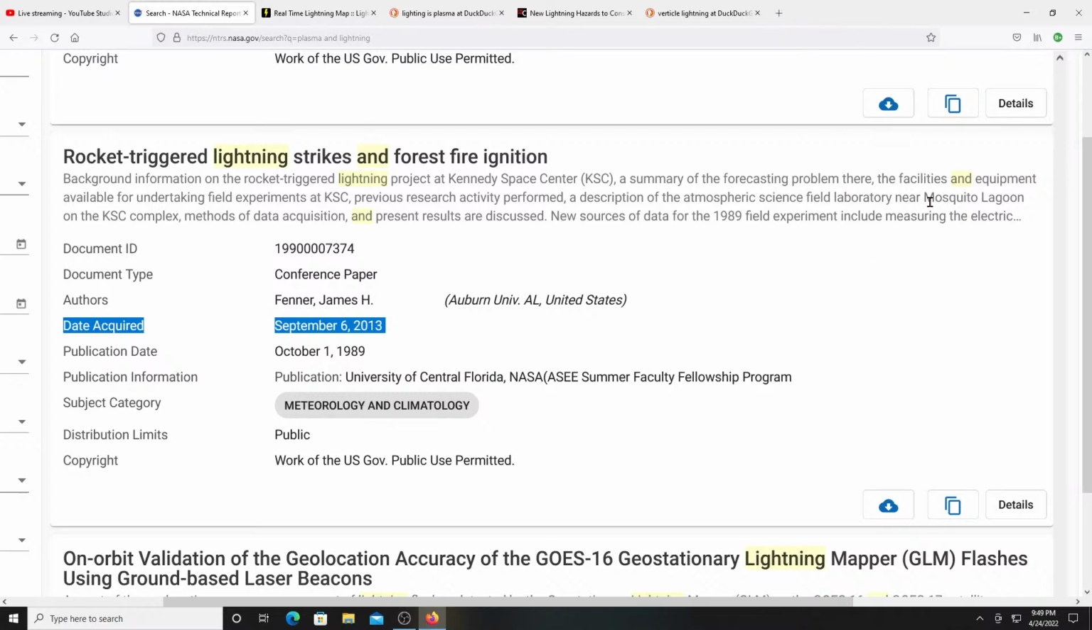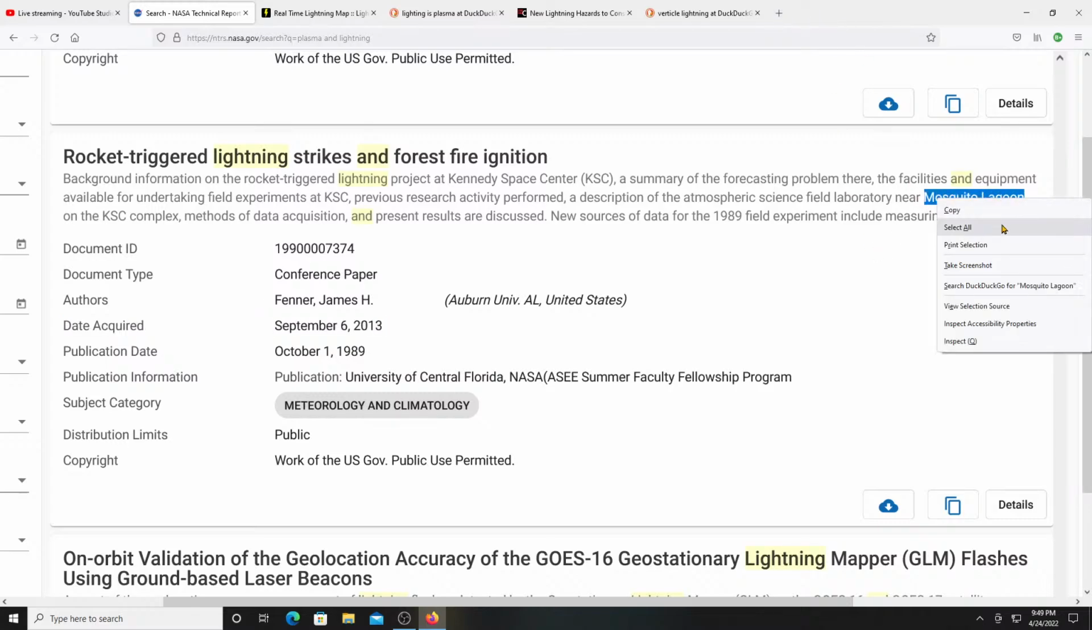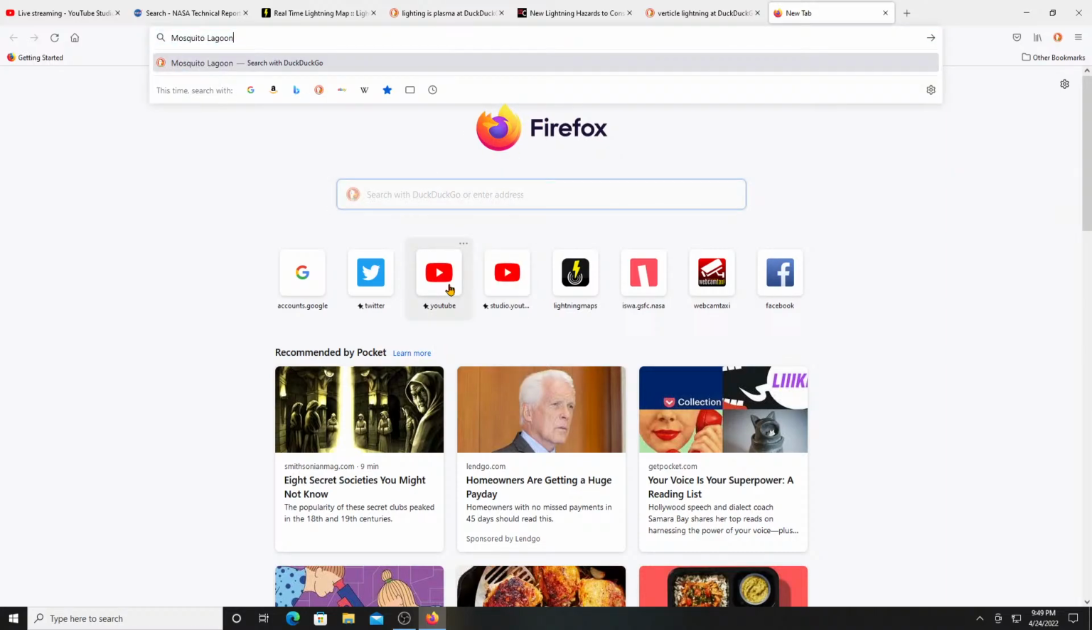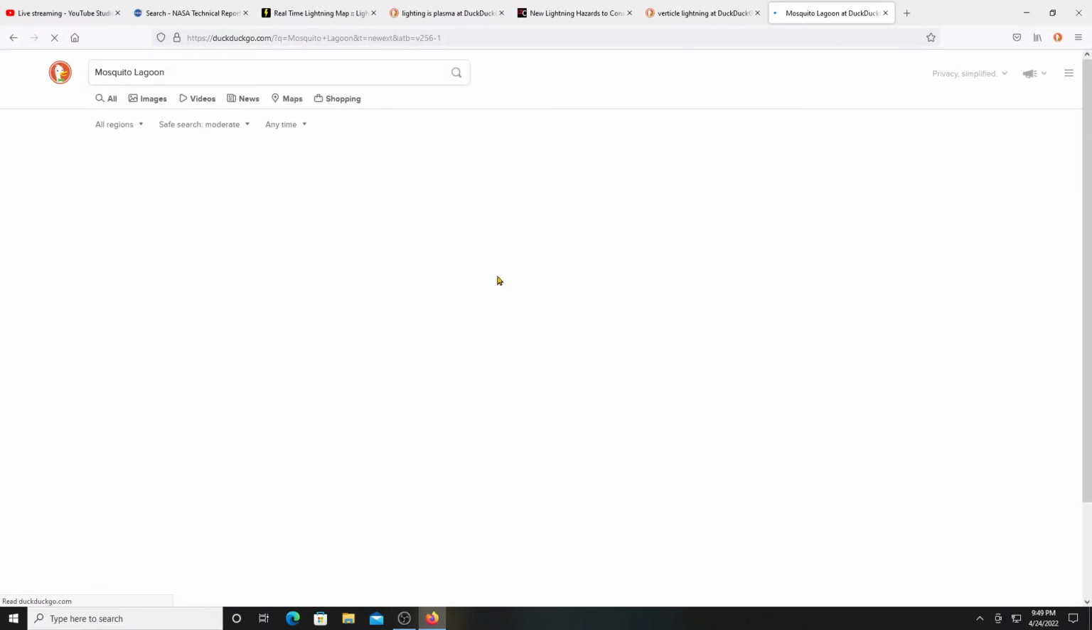Have you heard of Mosquito Lagoon? You all wonder what Mosquito Lagoon is. Sounds like mosquitoes. I never heard of it.